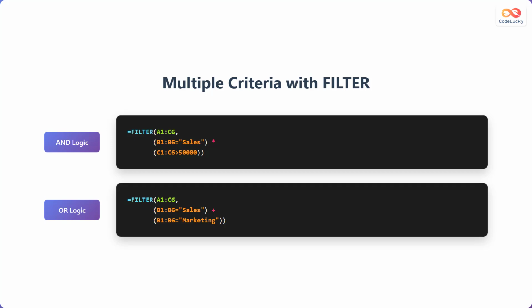The filter function can handle multiple criteria using AND or OR logic. For AND logic, use the multiplication symbol. For example, =FILTER(A1:C6, (B1:B6="Sales")*(C1:C6>50000)) filters for employees in the sales department with a salary greater than 50,000. For OR logic, use the addition symbol. For example, =FILTER(A1:C6, (B1:B6="Sales")+(B1:B6="Marketing")) filters for employees in either the sales or marketing department.